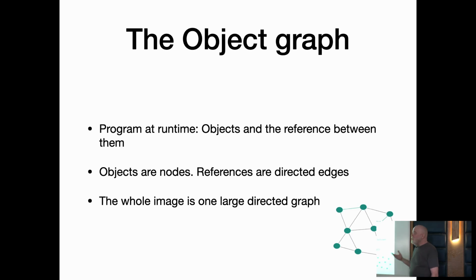Which, of course, we know because that's what the garbage collector does. The garbage collector walks over the graph to find all the reachable objects, and it then says everything that I cannot reach, nobody can reach, so we can throw it away, and so the memory can be reallocated.